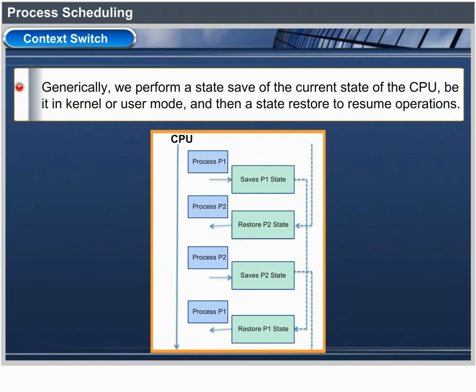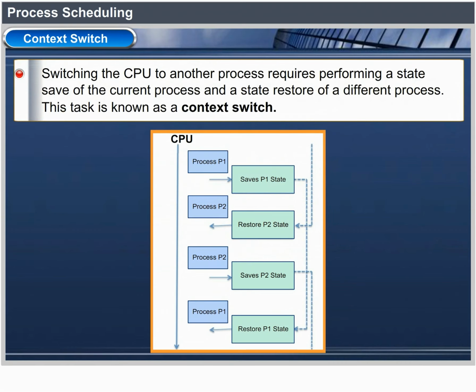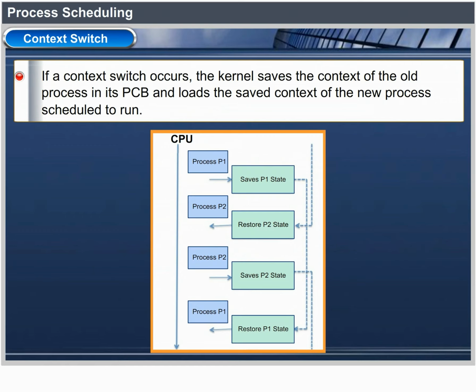Generically, we perform a state save of the current state of the CPU, be it in kernel or user mode, and then a state restore to resume operations. Switching the CPU to another process requires performing a state save of the current process and a state restore of a different process. This task is known as a context switch. When a context switch occurs, the kernel saves the context of the old process in its PCB and loads the saved context of the new process scheduled to run.